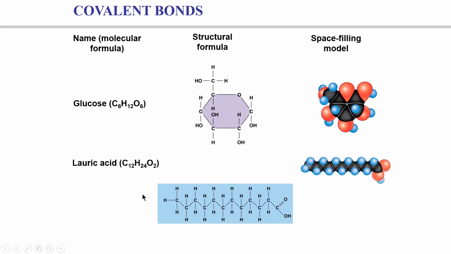Now on the test, I might give you a structural formula like this. I don't expect you to know that that's lauric acid, but I do expect you to look at the parts. And so for example, if I asked you what the C meant, you would say an atom of carbon. If I asked you what a single line meant, you would tell me, oh, that's a single covalent bond. So that's the kind of question I'm going to be asking you on the test.